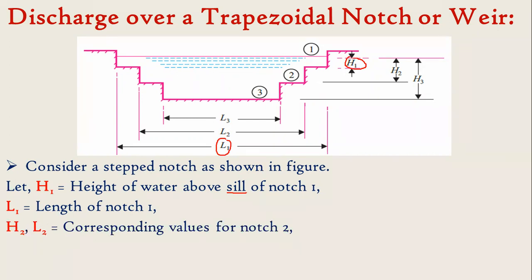Let H2 and L2 be the corresponding values. That means H2 is the height of water above the crest of notch 2. हा जो notch 2 आहे त्याच्या above जो height असेल, sorry, water that is your H2, and L2 is the length of notch 2. Next, let H3 be the height of water above the crest of notch 3. Okay, H3 काय आहे? या notch 3 पासून height, sorry, water level पर्यंतची height, that is your H3. Okay, and L3 is nothing but the length of the notch 3.